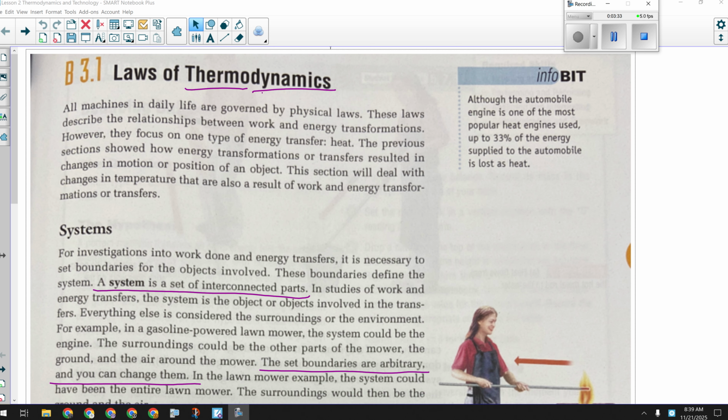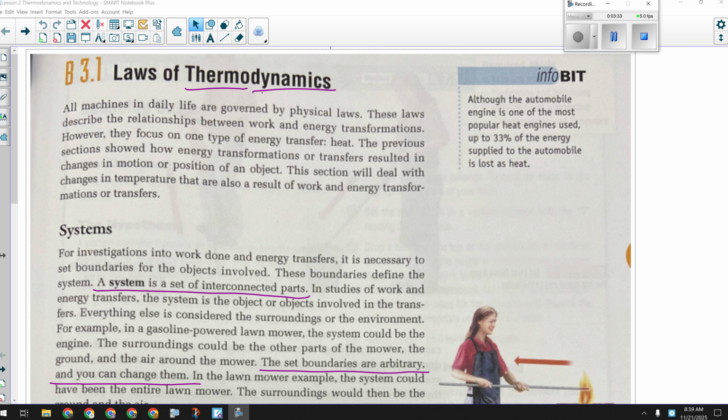Okay, but the road would be the surroundings because it's not connected. Okay, it's not part of the system that I define. The air around it would be surroundings because it's not part of the system that I define. Okay? All right. So there's three kinds of systems. I'll give you a minute here to copy down the three kinds of systems and then we'll talk about them. All right, so copy down open system, closed system, and isolated, and then we'll talk about it.